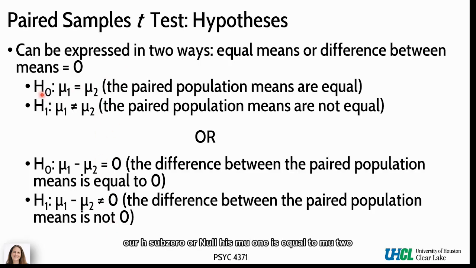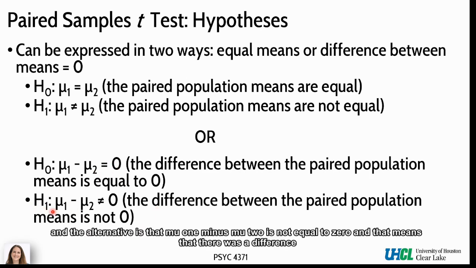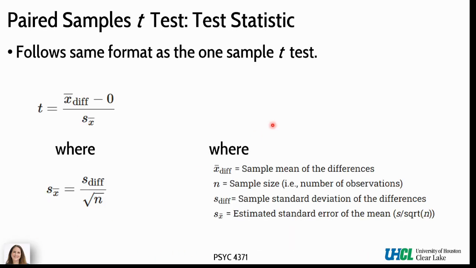So our H sub 0, or our null, is mu1 is equal to mu2. Our alternative is mu1 is not equal to mu2. And then this one down here is just telling me about the difference, right? So for our null, the difference is equal to 0. There is no difference. And then the alternative is that mu1 minus mu2 is not equal to 0, and that means that there was a difference.